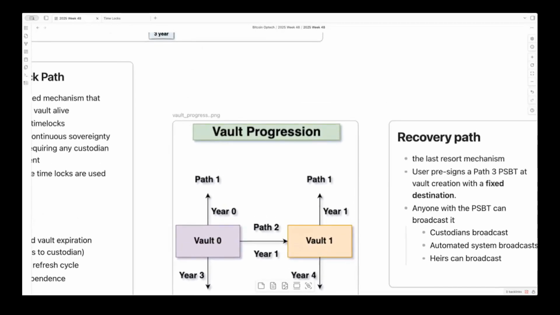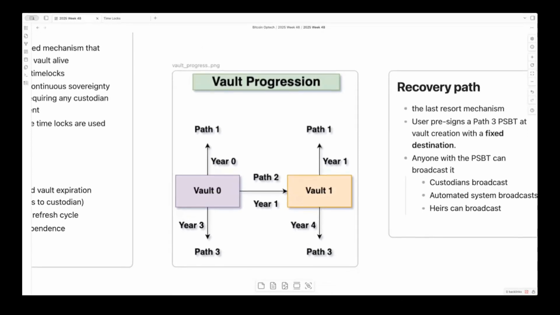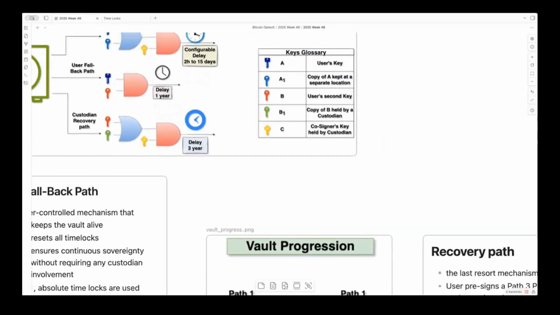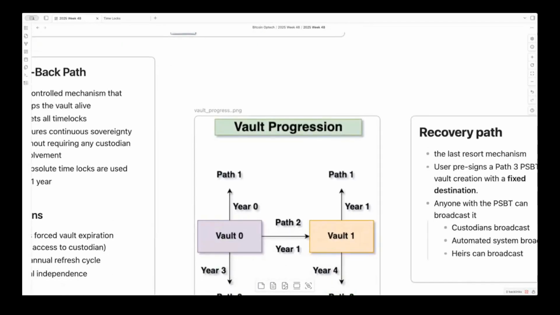If you don't use path 1 at all, you can use path 2 to keep refreshing the vault after the expiration of path two's time. So after 1 year expires, you can keep chaining the vault. So this is called vault progression or vault chaining.